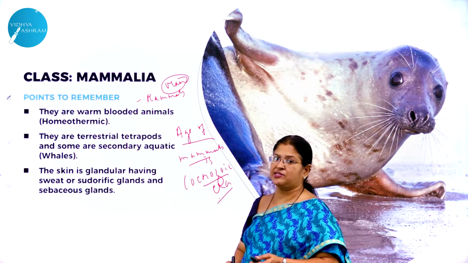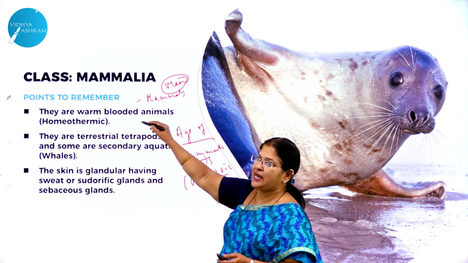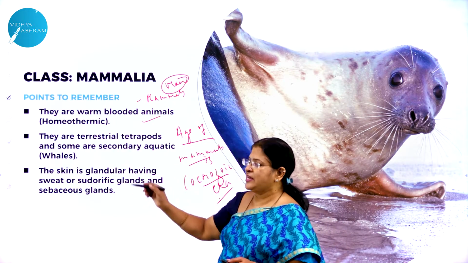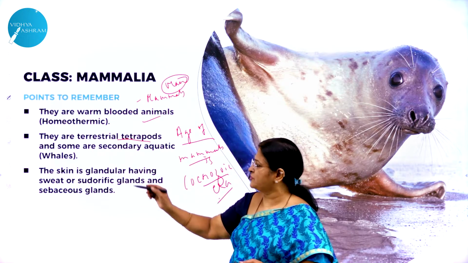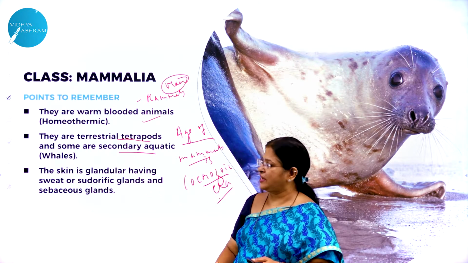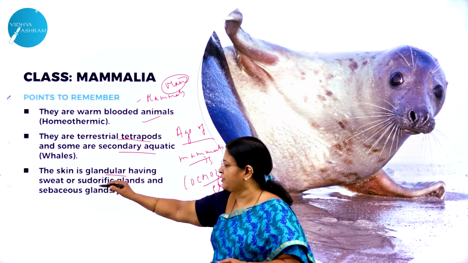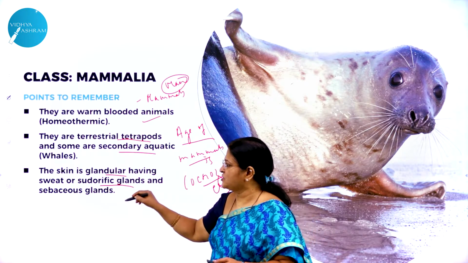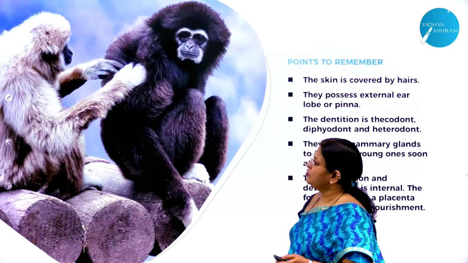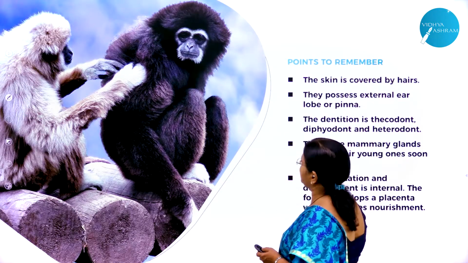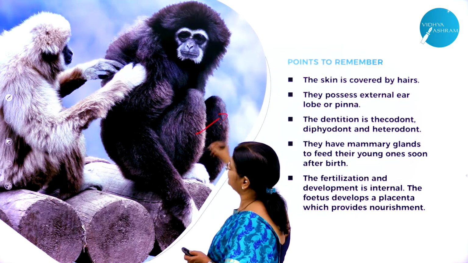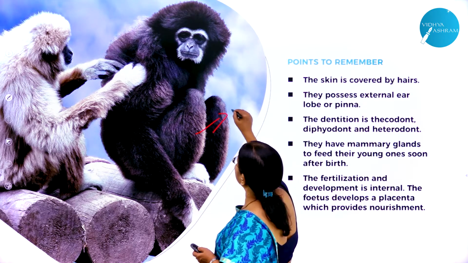Moving on to the characteristic features, they are warm-blooded animals or homeotherms, and they are terrestrial tetrapods except for secondary aquatic animals like whales, and the skin is glandular, having sweat or sudoriferous glands and sebaceous glands. Moving on to the other important characteristic features. See how beautiful this monkey is, right?